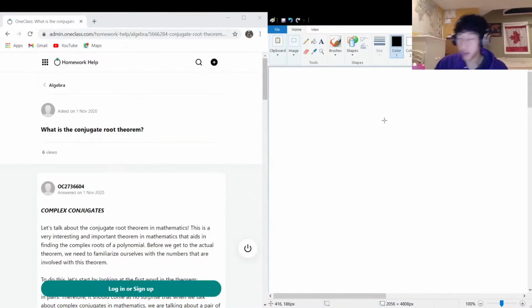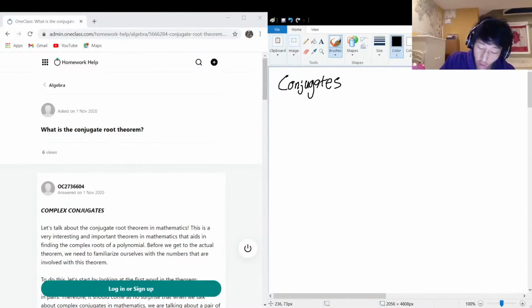Okay, the next question that we got on the menu today is, what is the conjugate root theorem? So let's first talk about what a conjugate is. A conjugate looks like this. Conjugates are like twins, but not identical twins. They're slightly different.